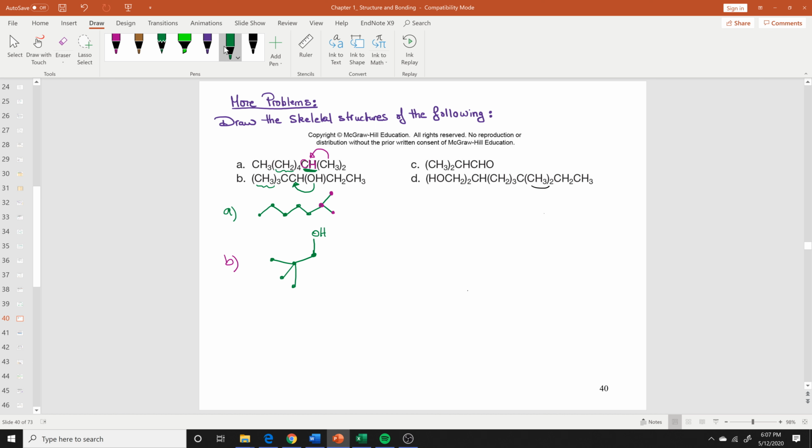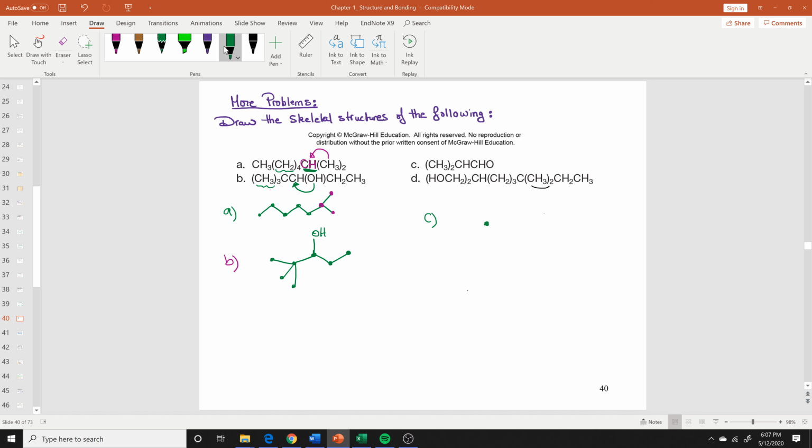How do I know? It's in brackets. And if the brackets come right after a CH, this means that the group belongs to the CH. And then I have a CH2, so this is going to be my CH2, and this is going to be my CH3.